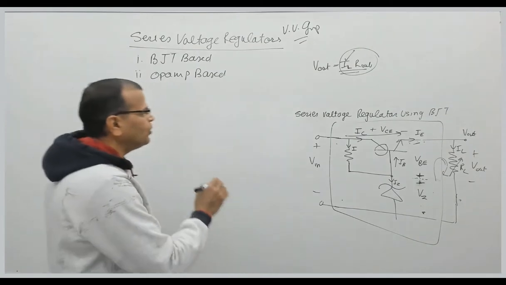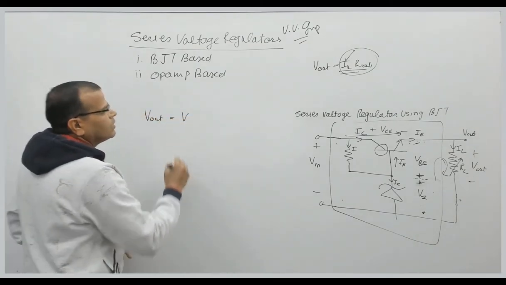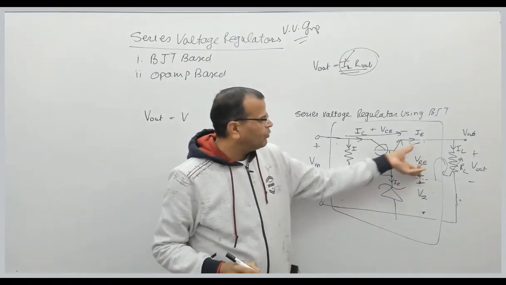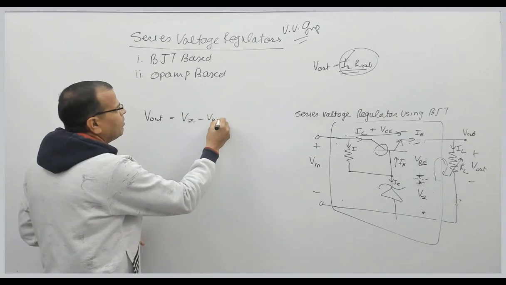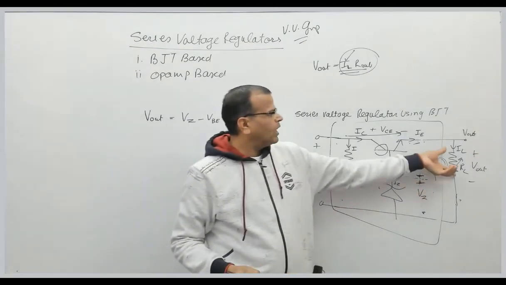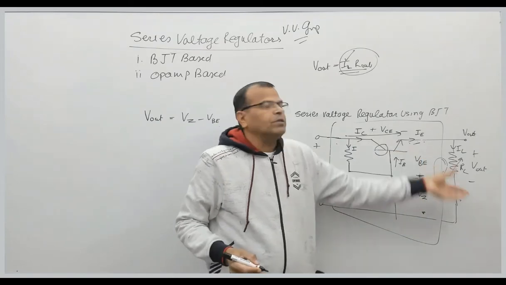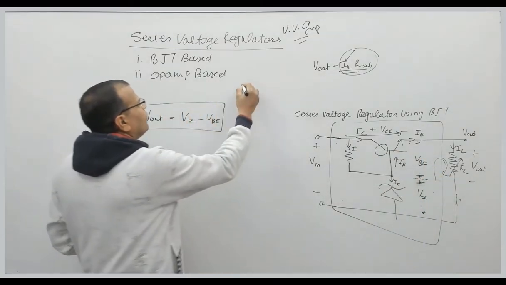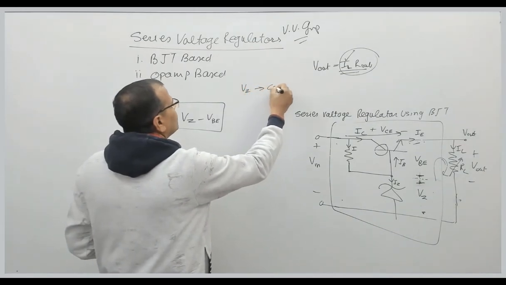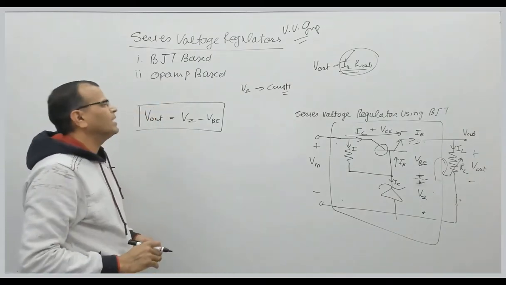So the output voltage of this circuit, Vout, is equal to Vz minus VBE. Why Vz minus VBE? Because Vz and output have the same polarity but VBE has opposite polarity. So Vz minus VBE must be equal to Vout. Here the Vz is constant. The Zener breakdown voltage is always a constant quantity.